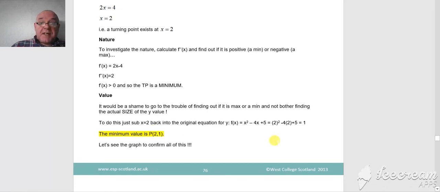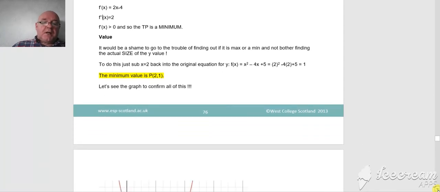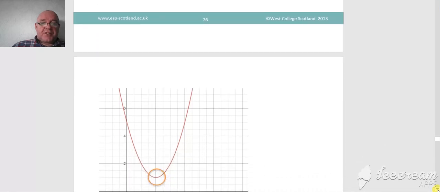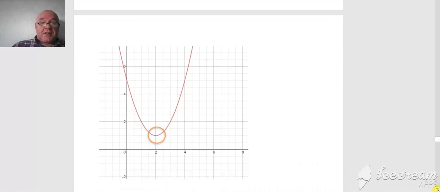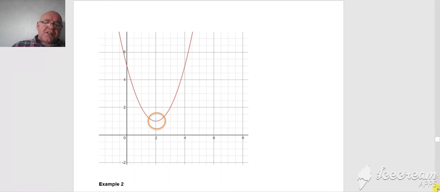I did a graph in Desmos, www.desmos.com, a quick plug there for Desmos, a great graphing tool. Just to confirm this, this is what the graph of that function actually looks like, and as you can see, it does indeed have a minimum turning point at x equals 2 and y equals 1. This is the smallest this function ever gets. So that's how simple it is. So let's do another example.